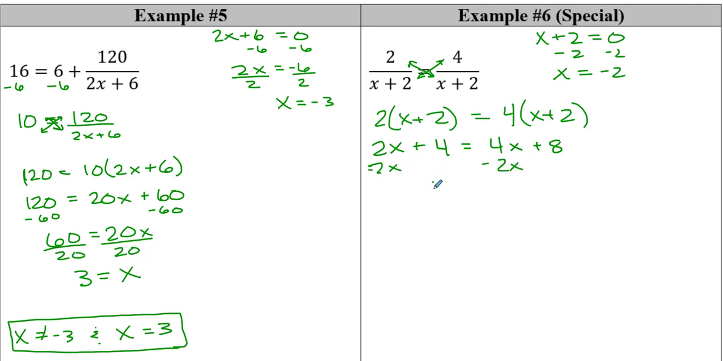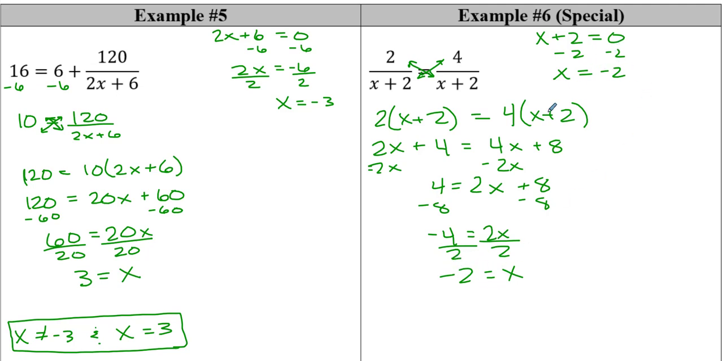Let's go ahead and subtract this 2x from both sides. We're going to get 4 is equal to positive 2x plus 8. We subtract the 8 from both sides. We get negative 4 equals 2x. Divide by 2, and we get negative 2 equals x. Alright, this is where we're in a conundrum.